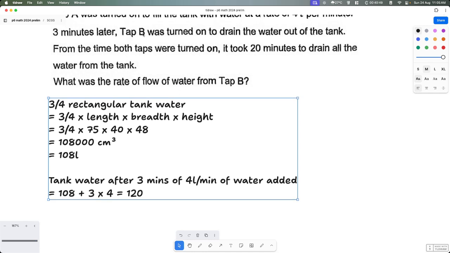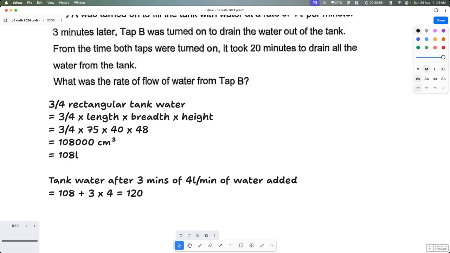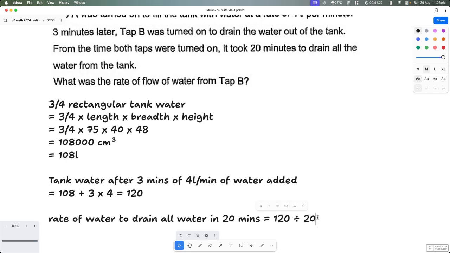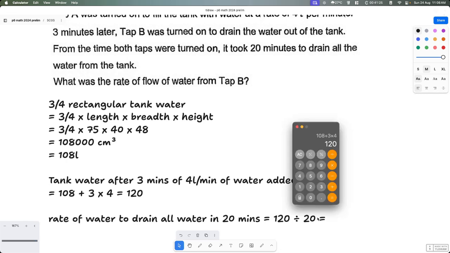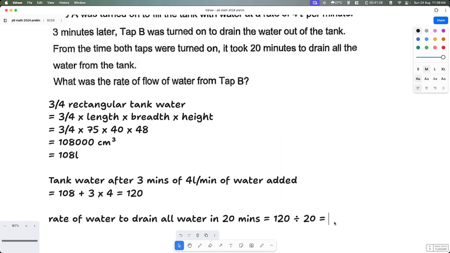Now tap B was turned on to drain the water out. So we have 120, and tap B needs to drain the water out of the tank in 20 minutes. So the rate of water to drain all the water in 20 minutes is 120 divided by 20. Using the calculator, 120 divided by 20 is 6 liters per minute.